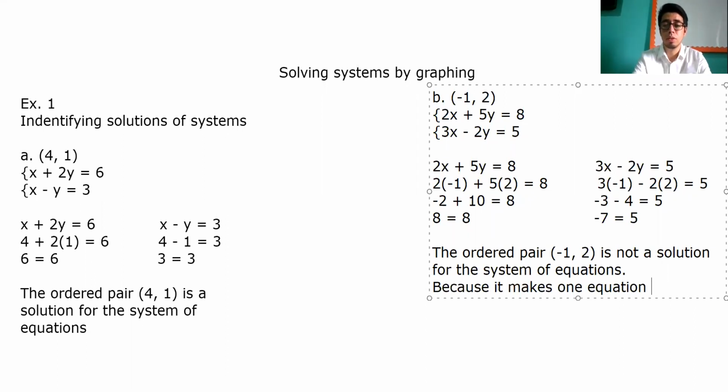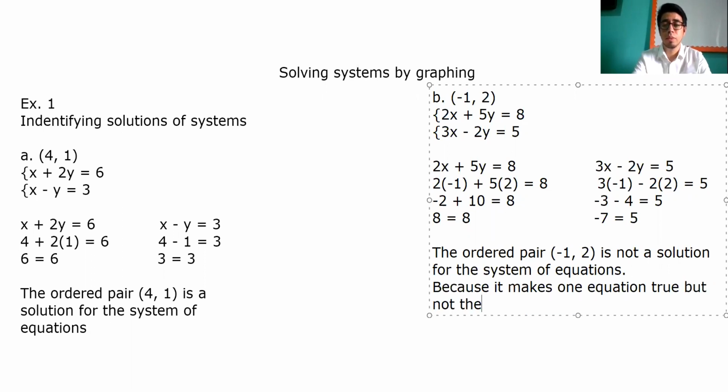it makes one equation true, but not the other one. Okay, just one equation is true when you prove these points, but the other one is not true. So this ordered pair is not a solution because it has to be a solution for both equations.